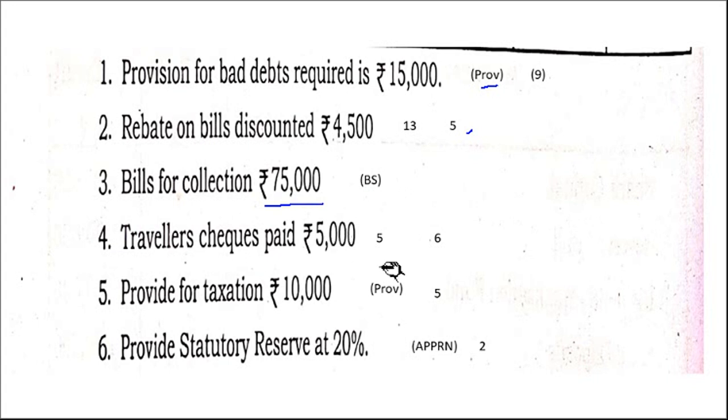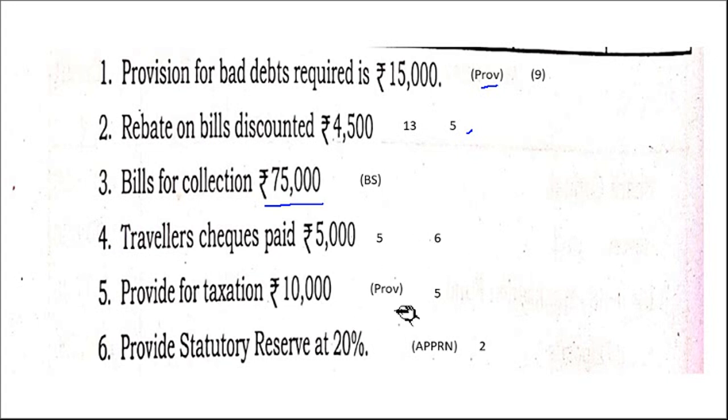Then, travelers checks paid. So, other liabilities and provisions and schedule 6, in schedule 6 we are writing cash and balance with RBI. So whenever we are making a payment, we have to give out of whatever cash we have. So we have to deduct, right? So it comes under schedule 5 and 6, other liabilities and provisions and cash and balance with RBI.